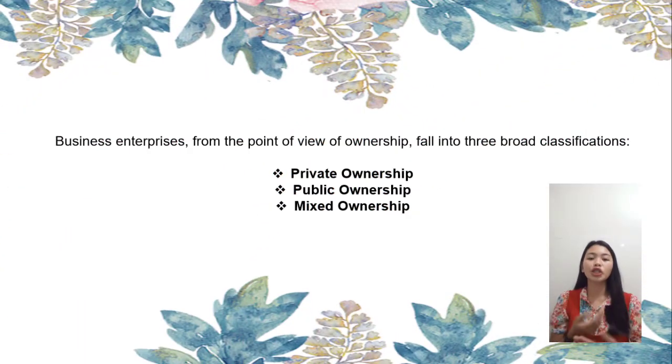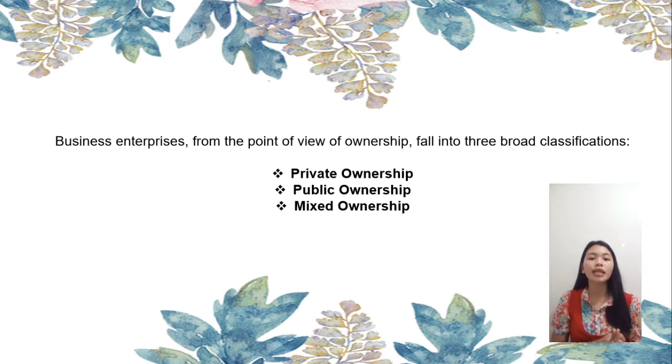Business enterprises, from the point of view of ownership, fall into three broad classifications. First is private ownership. It is when an enterprise is so organized that private individuals exercise and enjoy the rights and privileges of an owner in their own interest. The ownership is said to be private.